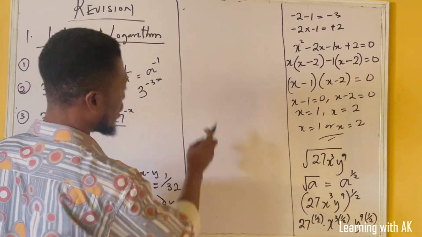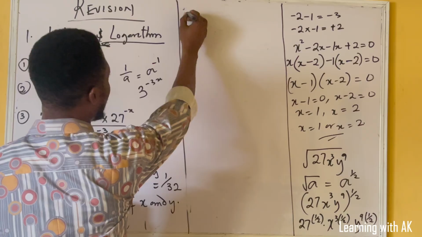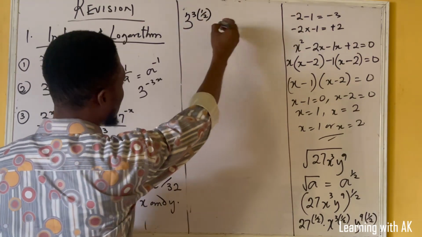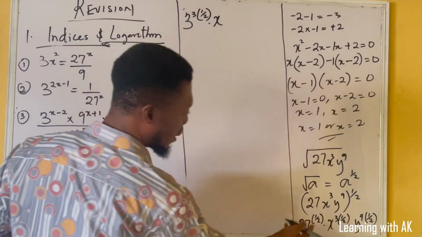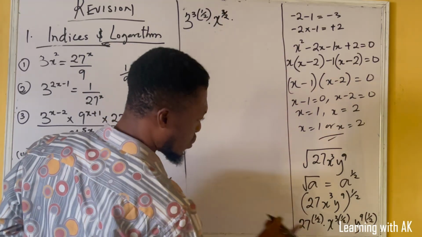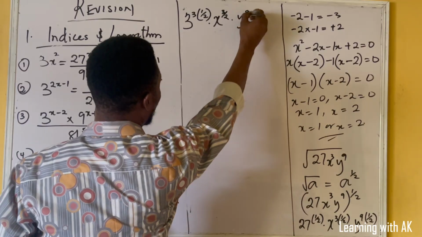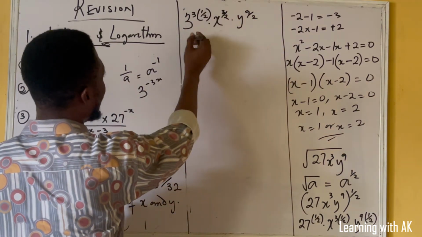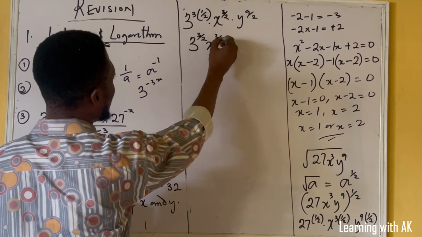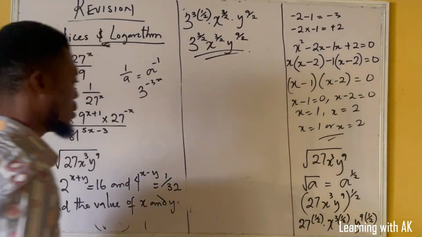So from here we can express 27 as 3 cubed. That is 3 raised to the power 3, 1 over 2, dot x. Now here we have 3 times 1 over 2, that will give us 3 over 2, dot y, we have 9 times 1 over 2, so that means y to the power 9 over 2. There's nothing more we can do here than say 3 raised to the power 3 over 2, x to the power 3 over 2, then y to the power 9 over 2. So that's your final answer for that.